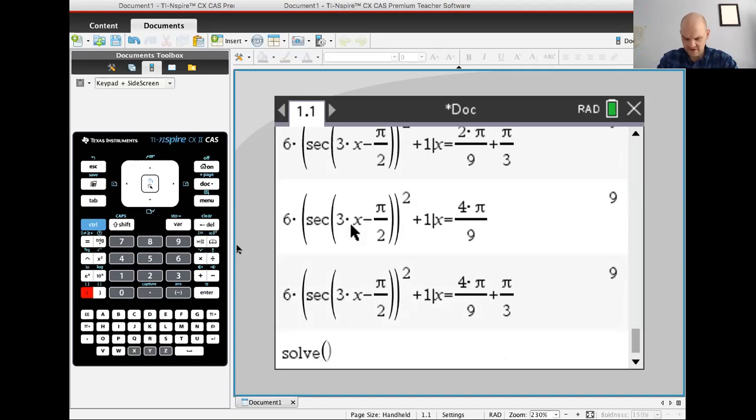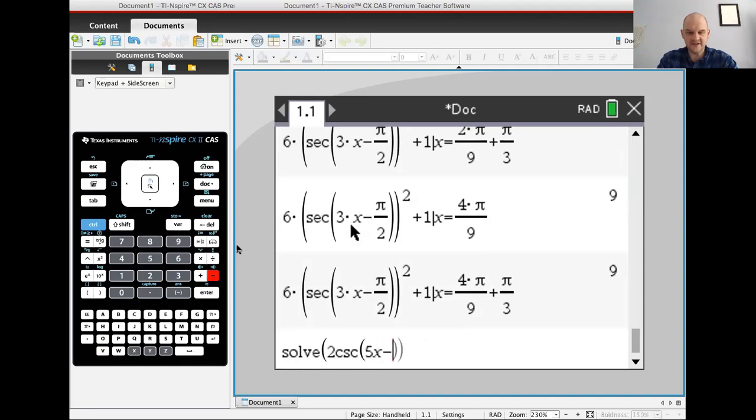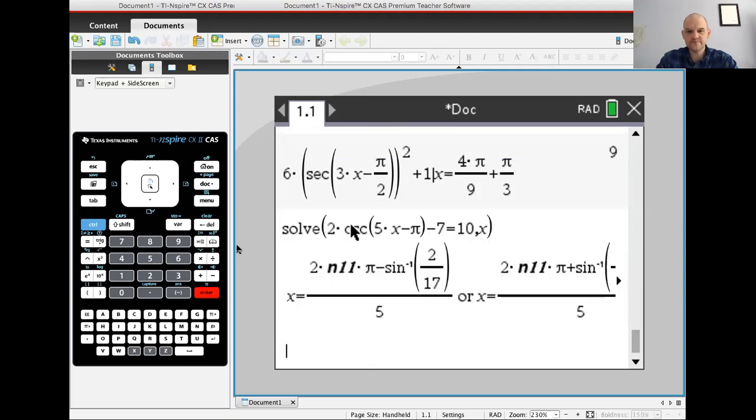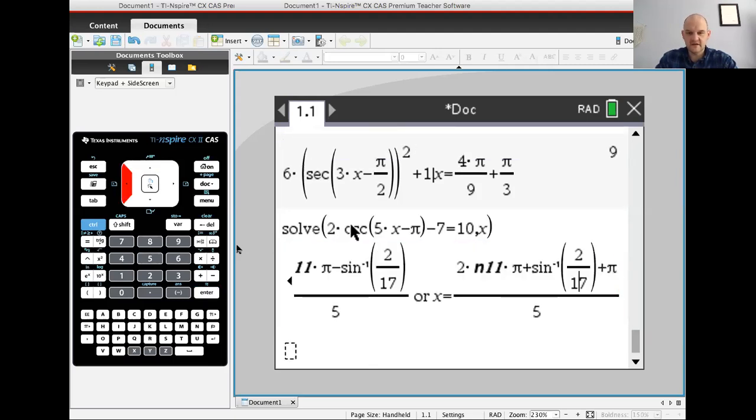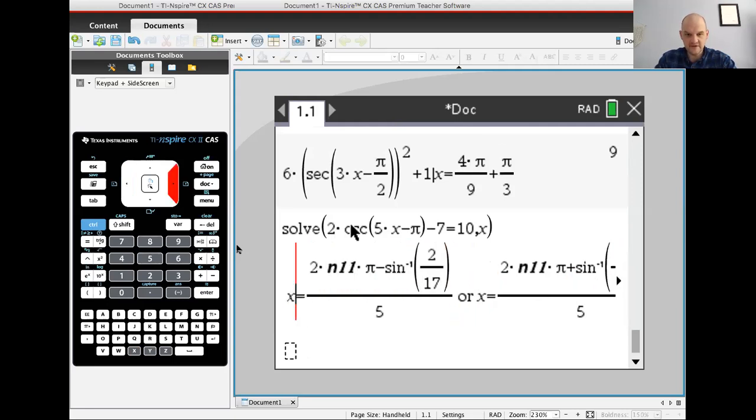Let's see what happens here. I'm not optimistic about the answer to this looking anything like the answer that we got, although I'm confident in our answer. That's a very trig thing. Oh my gosh. Well, no, this looks a little like our answer. So here we have 2 pi minus the inverse sine of 2/17 divided by 5. This is our second answer. The calculator combined it. It got rid of that extra 2 pi.